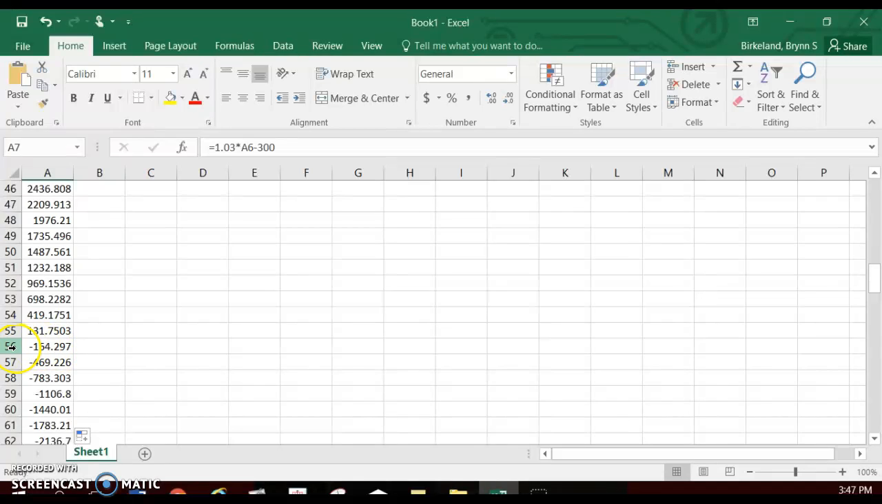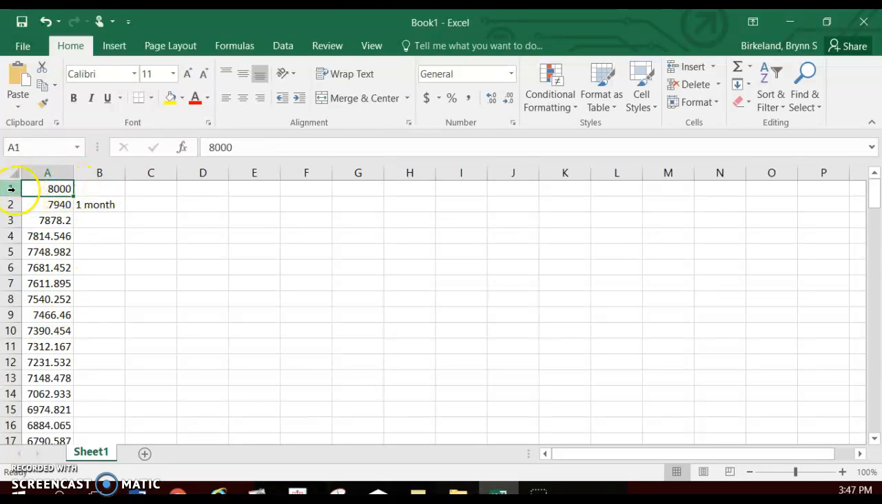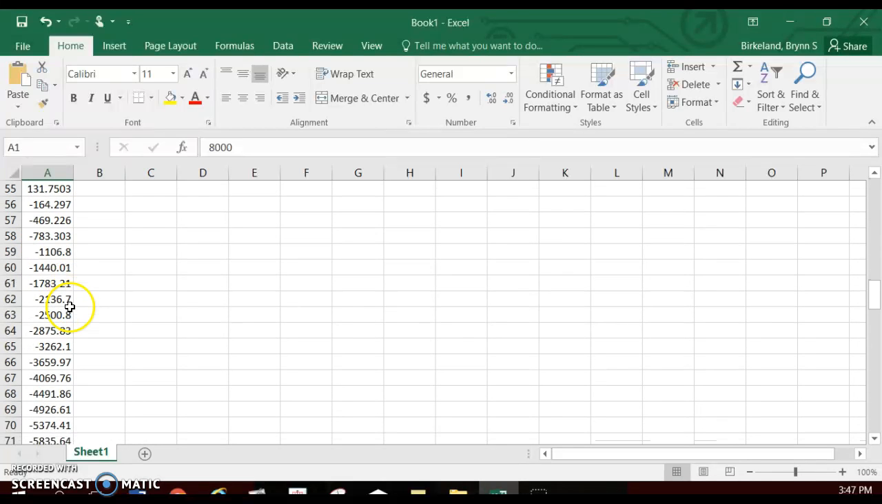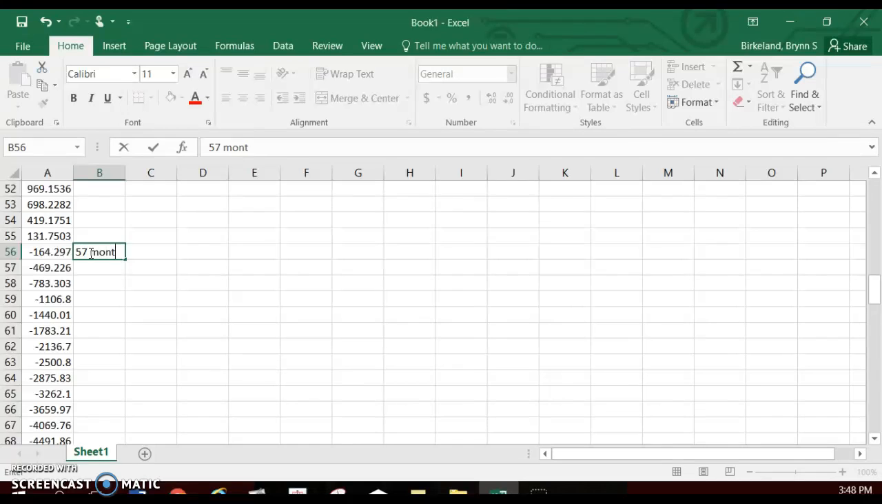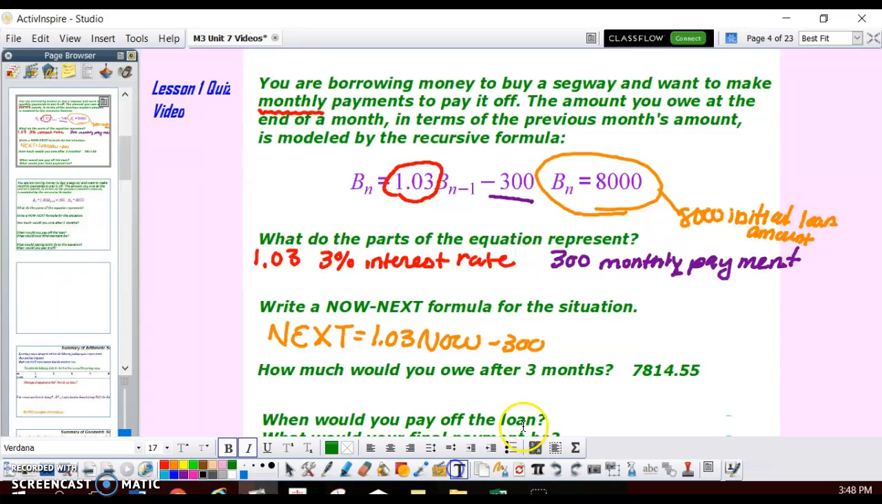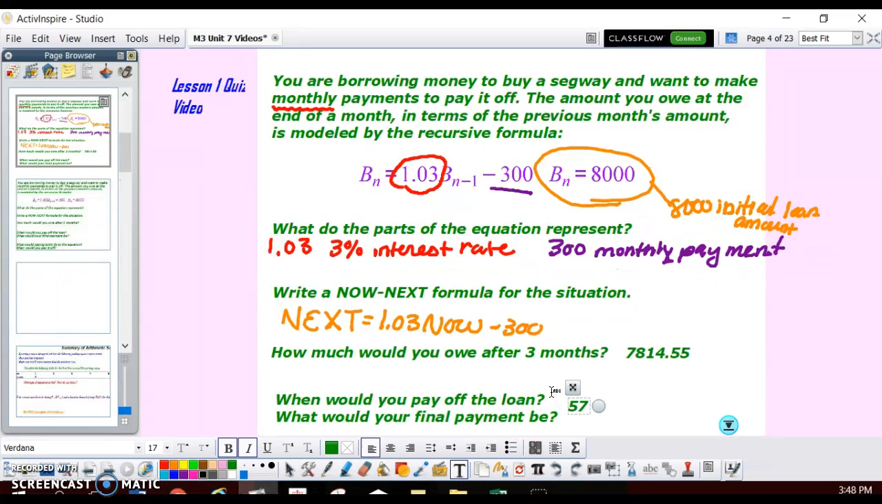Well, here we have 56. Now remember, 56 is actually not month 56 because we started up here. This is not month 1 in cell 1. We're always off by 1 shift. So month 1 is cell 2. So if I'm in cell 56, this is 57 months. It's a long time, right? So when will we have it paid off? We will still have a balance 56 months in, but 57 months in, we would not. So we would say after 57 months, we've paid off the loan.